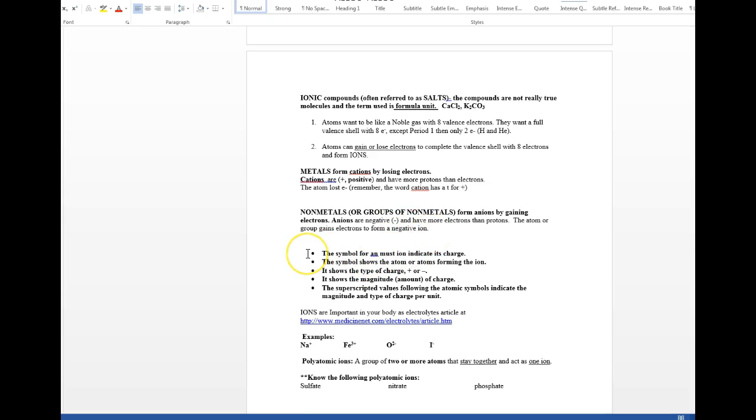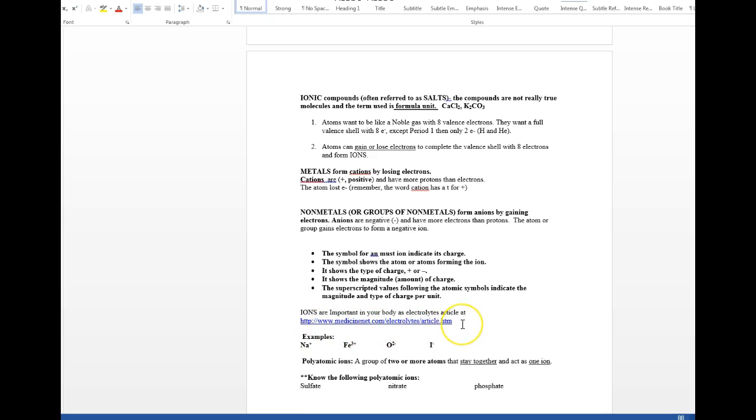Okay, so some of our rules we need to follow when we look at these ionic compounds. The symbol for an ion must indicate its charge. The symbol shows the atom or atoms forming the ion. It shows the type of charge, plus or minus. It shows the magnitude or amount of charge, and the superscripted value following the atomic symbol indicates the magnitude and type of charge per unit.